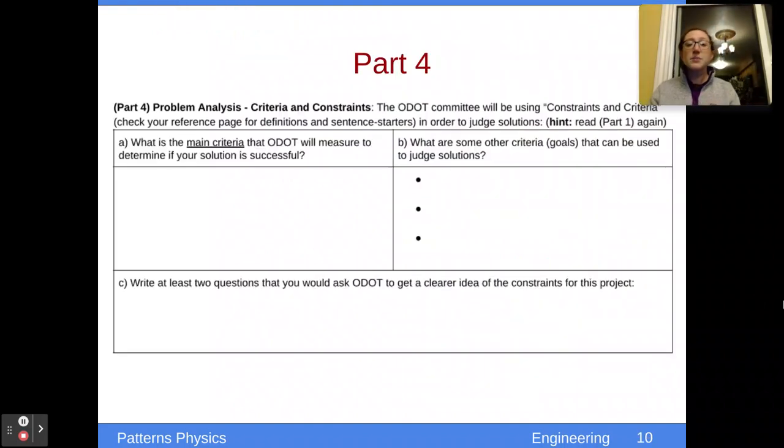Okay, when you get to part 4, I was actually noticing that I was answering some really similar questions in part 4 yesterday when I was working with students. So when it comes to the main criteria, just look back over at part 1. Reread that little section about what part 1 is, and that'll give you your main criteria that we are using to measure if the solution is successful.